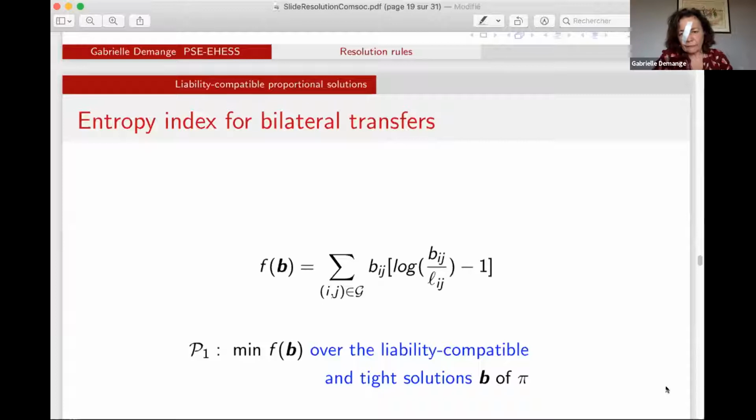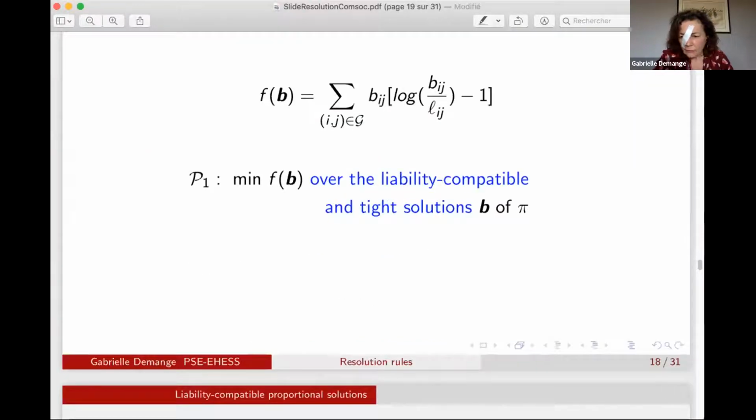Okay, so the first problem I look at is when I just require liability compatible. So I don't see whether the message. I think you have about 3 minutes left.